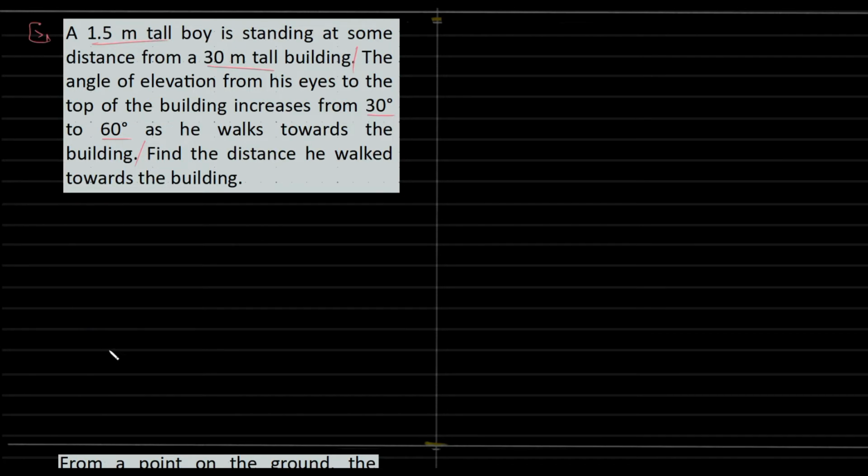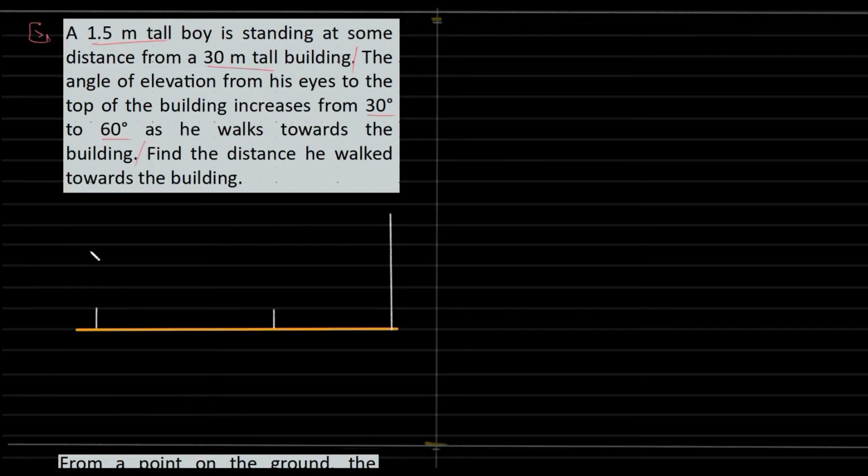So the diagram goes like this. We need to have a surface for him to walk on and for the building to stand on. So we have the building. Now we have the person's height as well, right? Then apparently he walks towards the building. So let him walk towards the building, and he happens to be standing over there. So something like this.